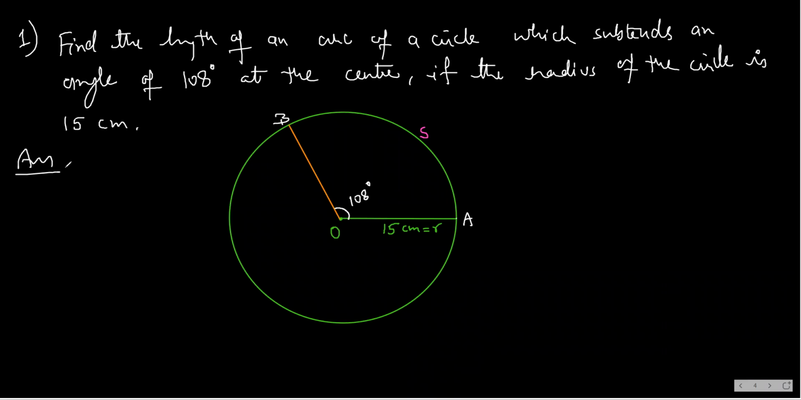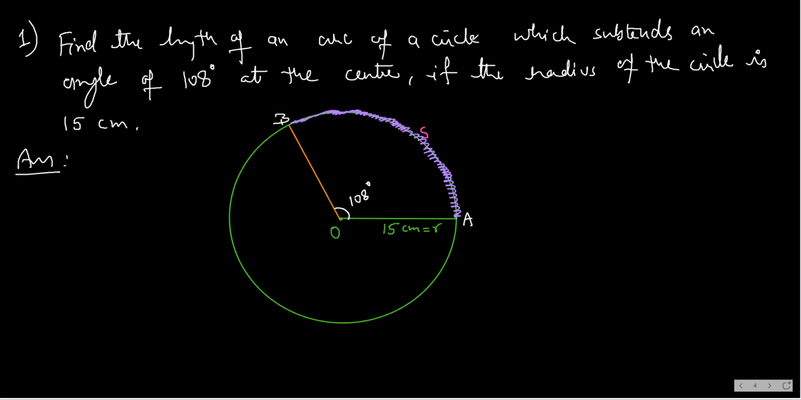This diagram is part of the answer. Here I have a circle, and at the center of the circle, the angle subtended by arc AB is 108 degree. Which arc is subtending this angle? It is this arc. I need to find the length of this arc.